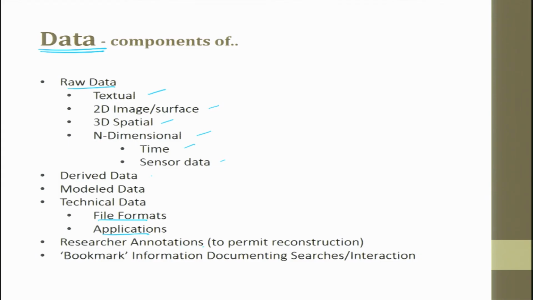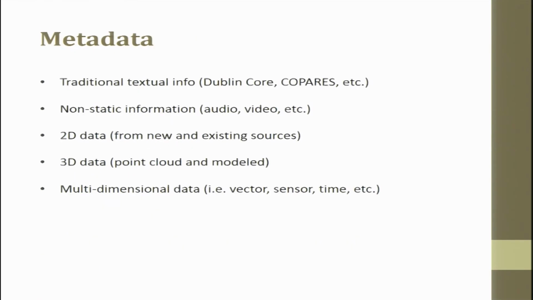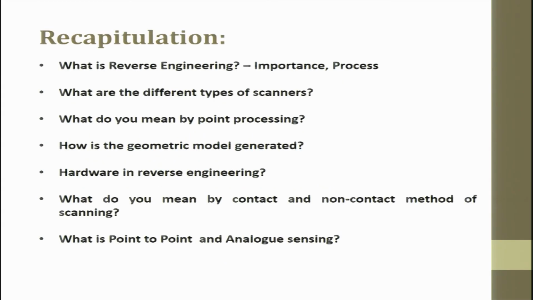Researchers' annotations to permit reconstruction and bookmark information documenting searches and interactions can be done. Metadata is the other new form which is available. Traditional textual information will be available in Dublin Core or similar standards. Non-textual information, audio, video etc. will be available. 2D data from new and existing sources will be used. 3D data, point cloud and model data will be used. Multidimensional data, vector, sensor, time etc. will be used for generating the reverse engineering data.